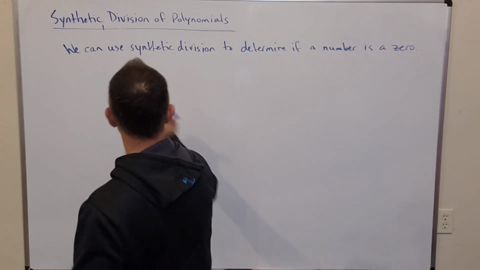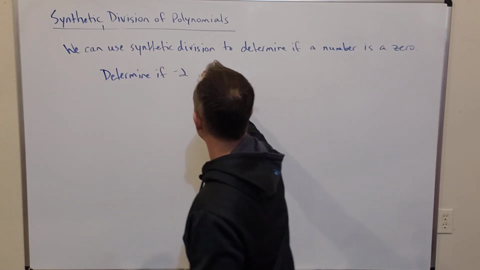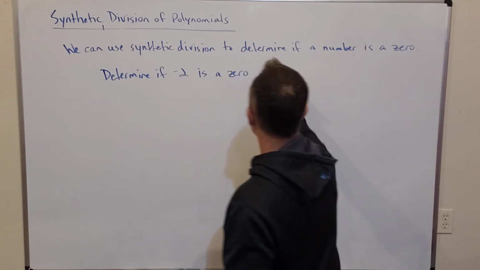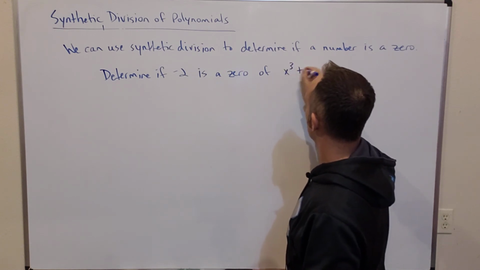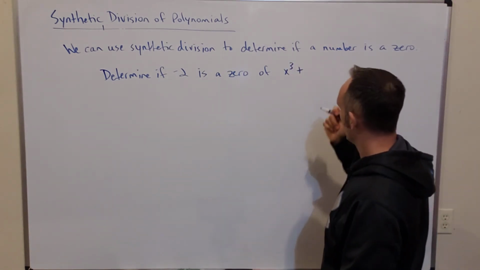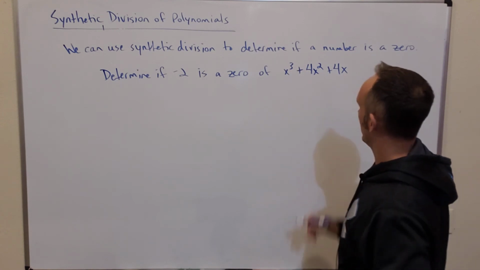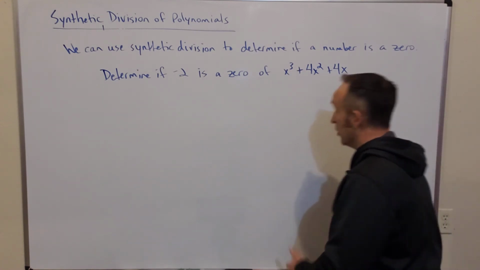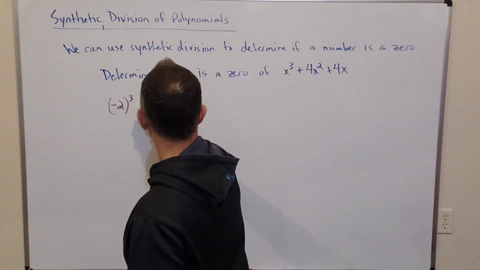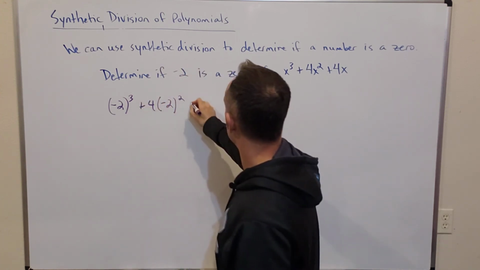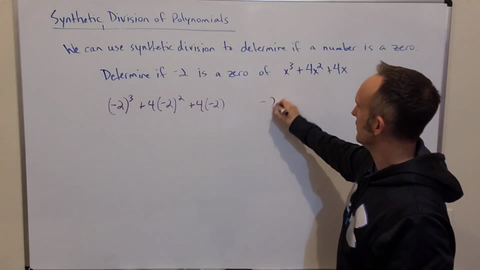So let's determine if -2 is a 0 of x cubed plus 4x squared plus 4x, and we'll leave it at that. Determine if -2 is a 0. So one way to do it would be to plug -2 in. So that would be -2 cubed plus 4 times -2 squared plus 4 times -2. So that would be one way. The other way would be to use synthetic division.